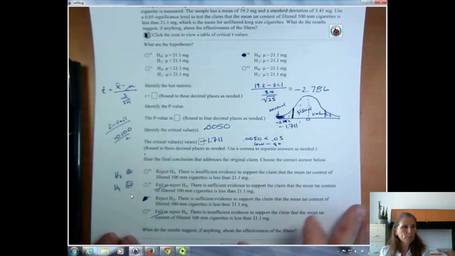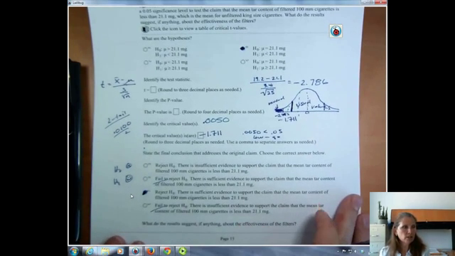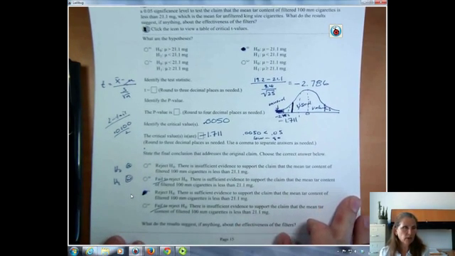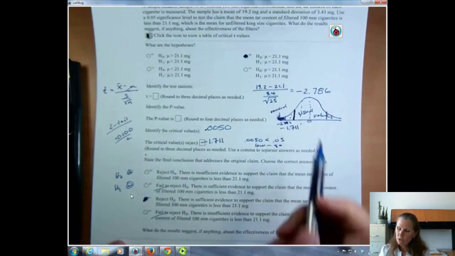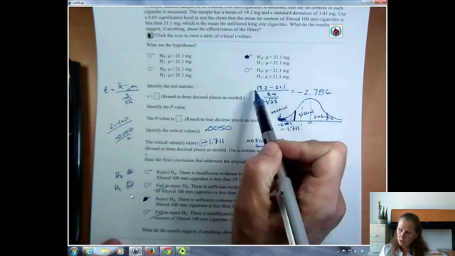All right. What do the results suggest, if anything, about the effectiveness of the filters? See our sample? It was less than that.